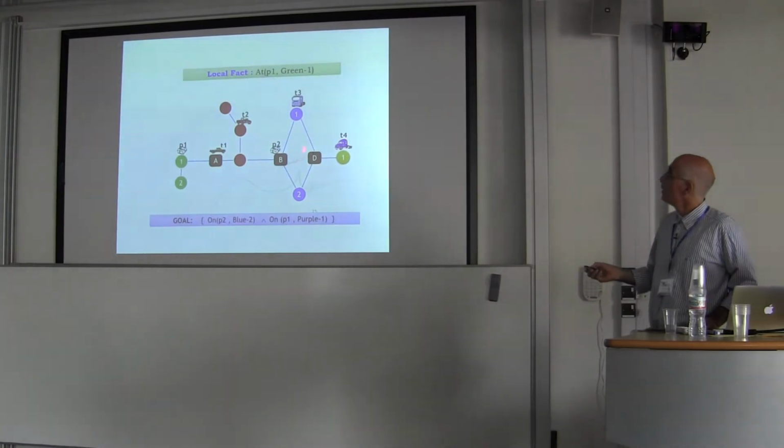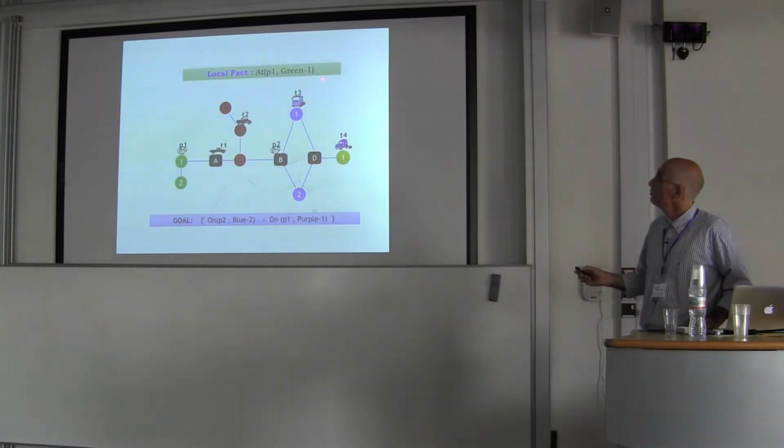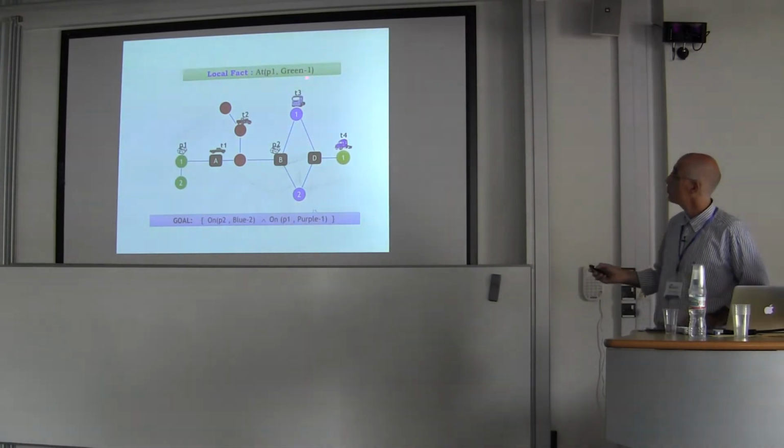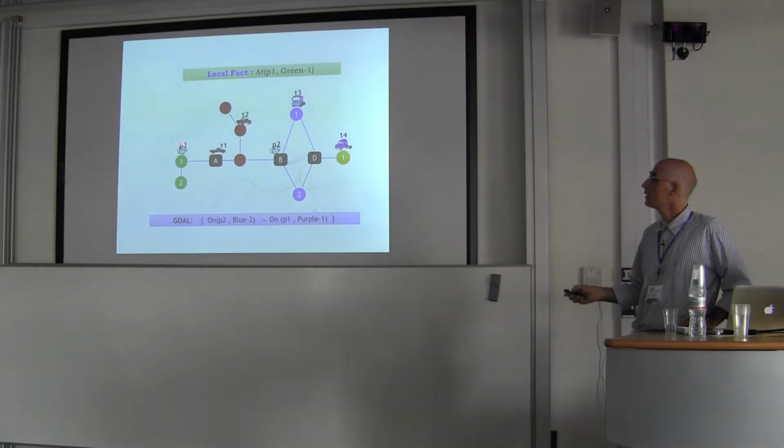So the package being in green 1 is different from the example I mentioned in the previous slide. Look at it: the package being in green 1 is local to this agent. Why? Because the only agent that has an action of either loading or unloading the package here is this green truck, because all the other agents can't really reach this position. So only agent T1 is affected by or affects this fact, so it's a local fact.